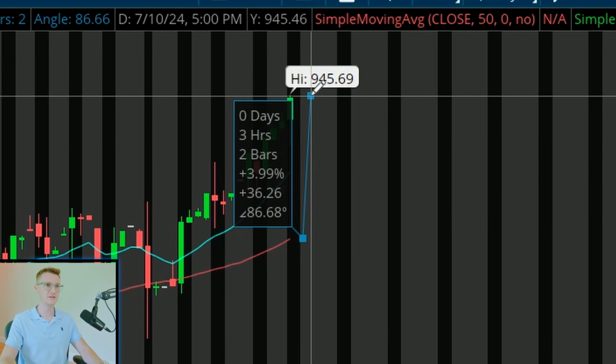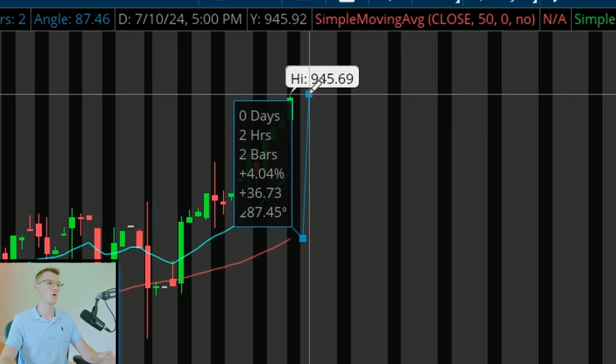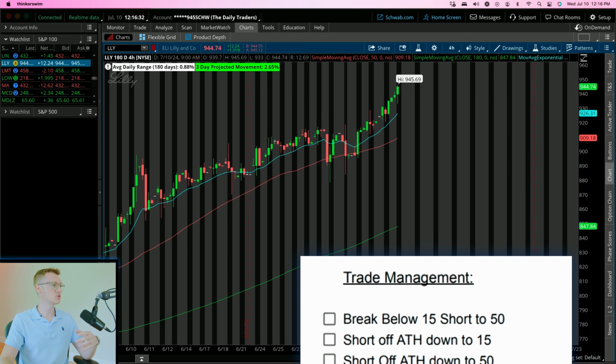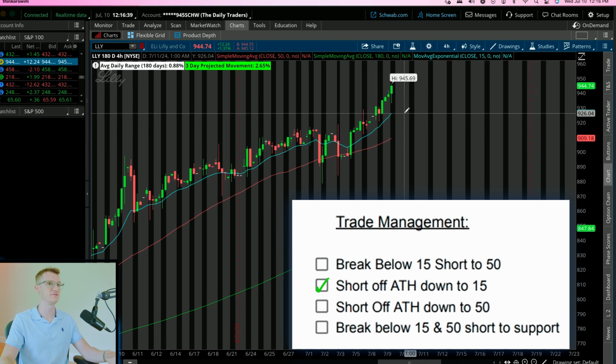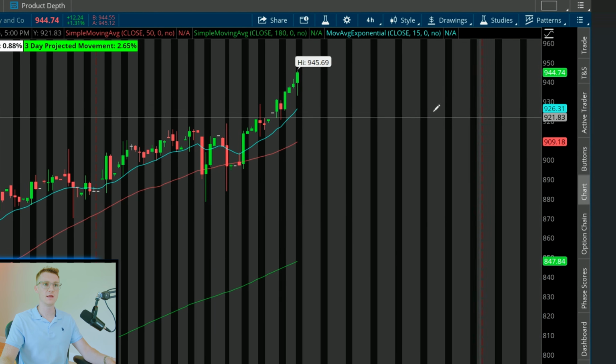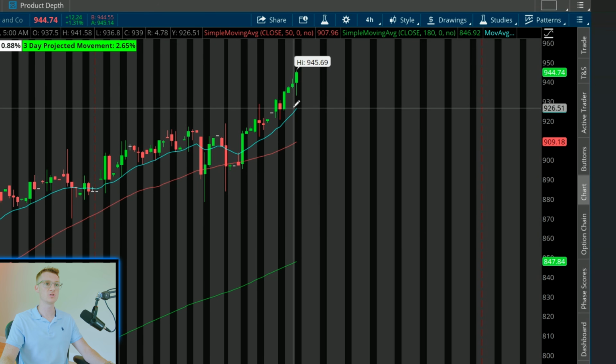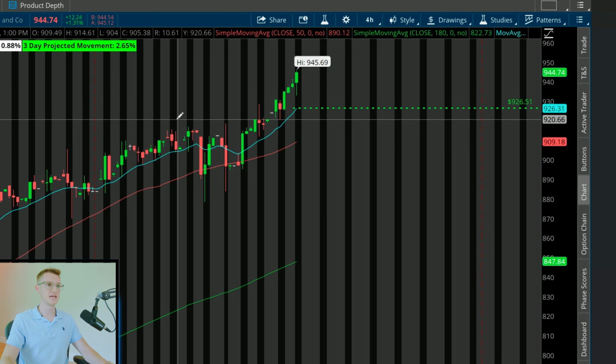Now, if we look at the 50-day, well, we're sitting 4% away from the 50-day, which is outside of that 3-day projected move. So we could say reasonably, well, we actually won't be able to hit that 50-day SMA as our target, as our take profit in the next 3 days. So that means we're gonna go with the second option as far as trade management. We're gonna short off the all-time high down to the 15. So we're gonna go ahead, draw out our take profit, which we're gonna set right on that 15-day EMA. So that would be our take profit.